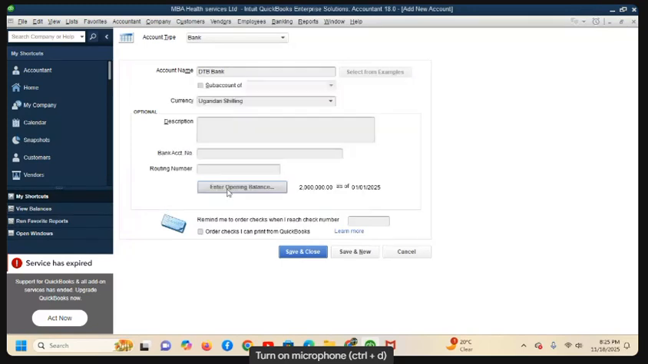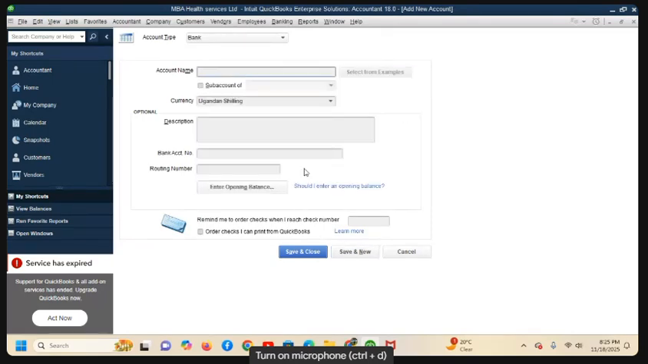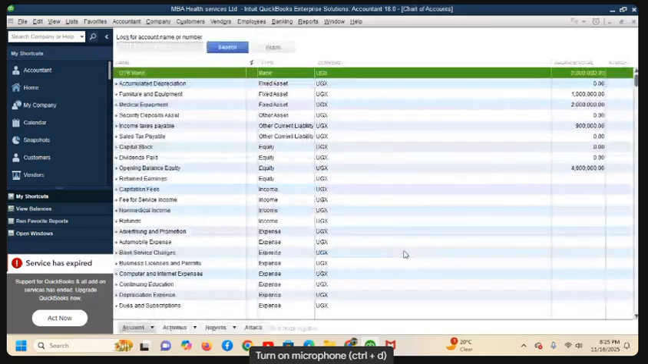Then I can click OK. Then I can save and close if I want to leave. If I want to stay, I save and new. When I save and new, it saves and leaves me in the same page. The other things are the ones which disappear. Then you enter others. So you find now we have the bank balance, it is debit, it is 2 million.